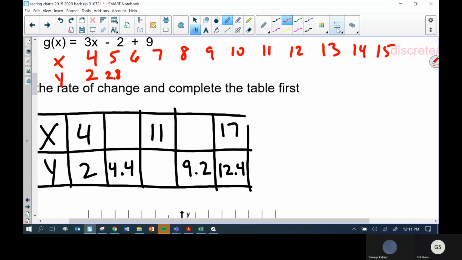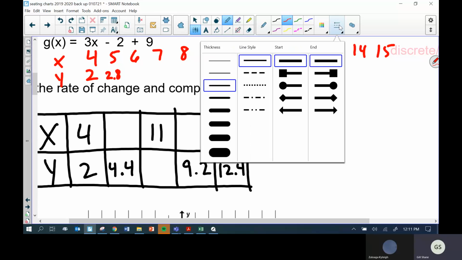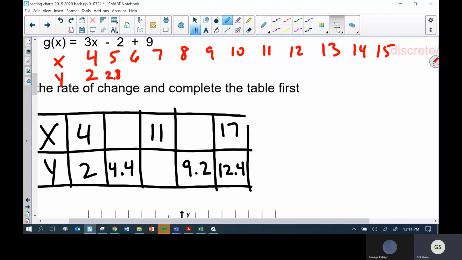Let's see if this works. So now when I go up to 6, yeah, that works. When I go up to 7, I'm kind of doing all the math for you because we're in a hurry. Normally I would make you do this. And 10.6.